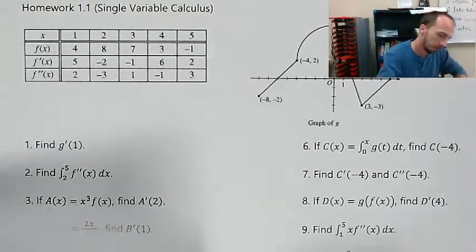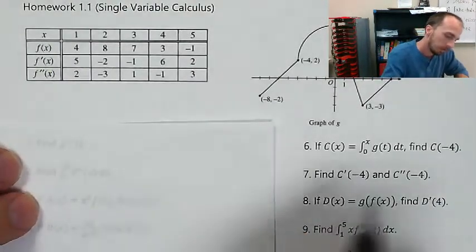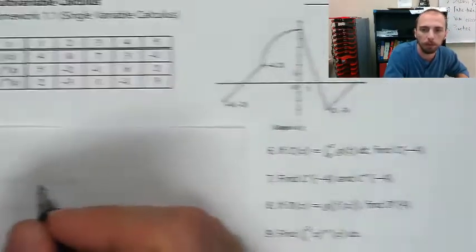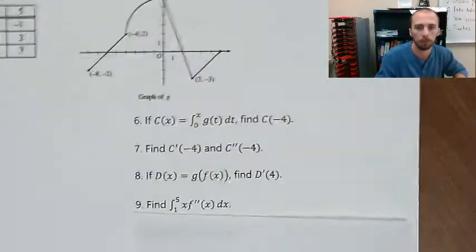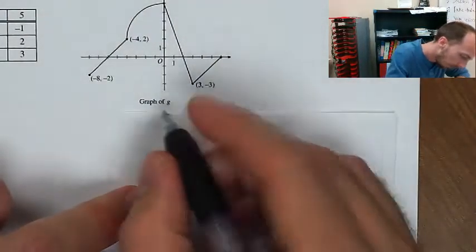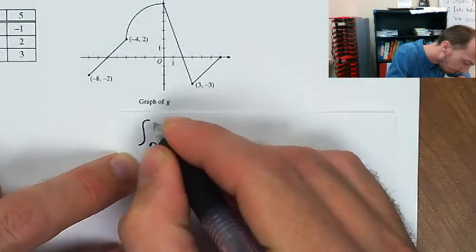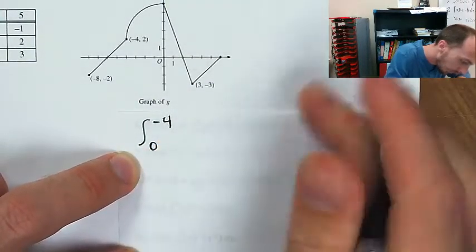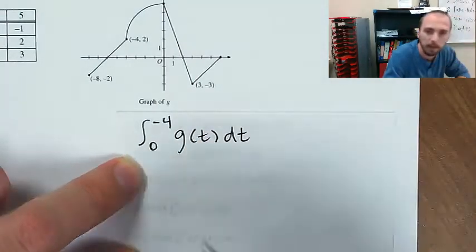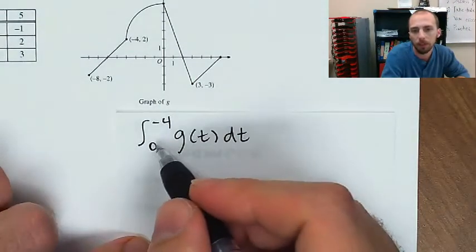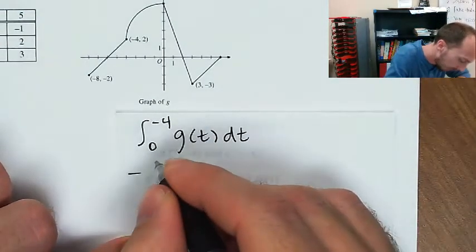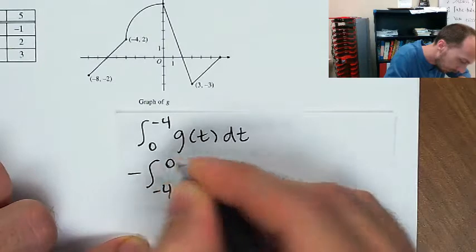Okay, number 6. All right, so c of negative 4 is going to be the integral from 0 to negative 4. I'll scoot that over so we can look really fully at that. So the integral from 0 to negative 4 of g of t dt. Okay, 0 is greater than negative 4, so I'm going to make that the negative of the integral from negative 4 to 0 of g.